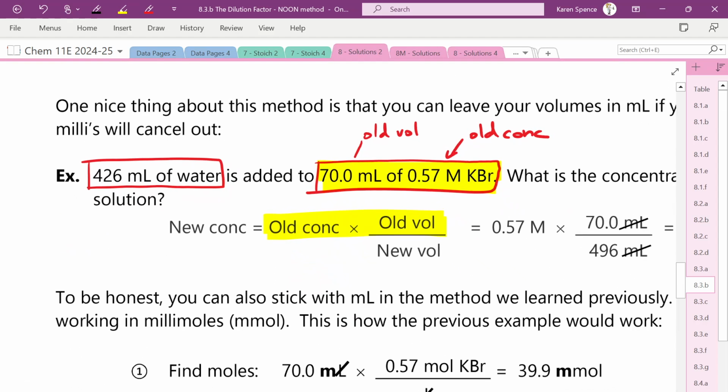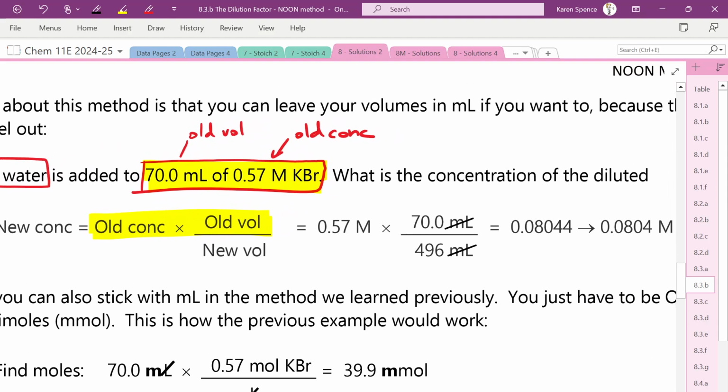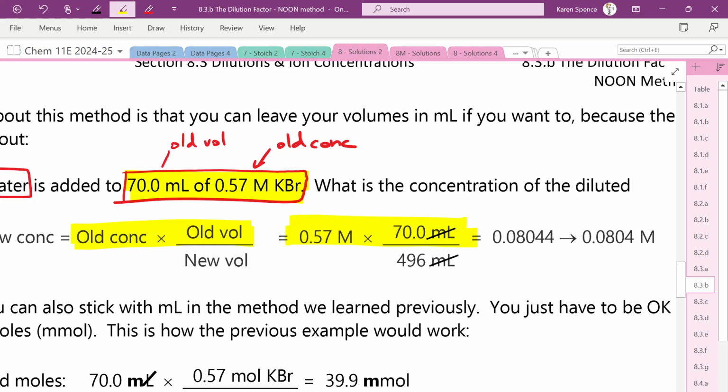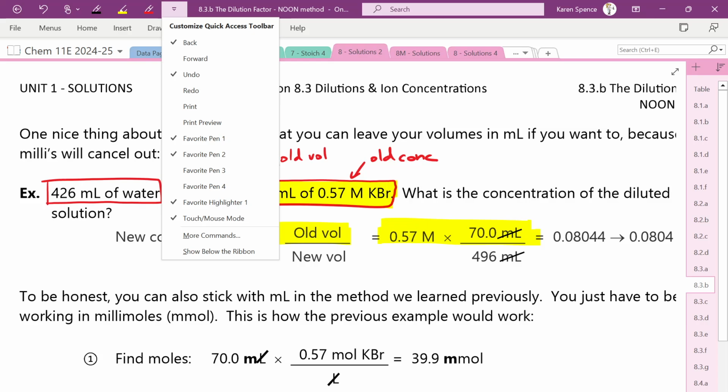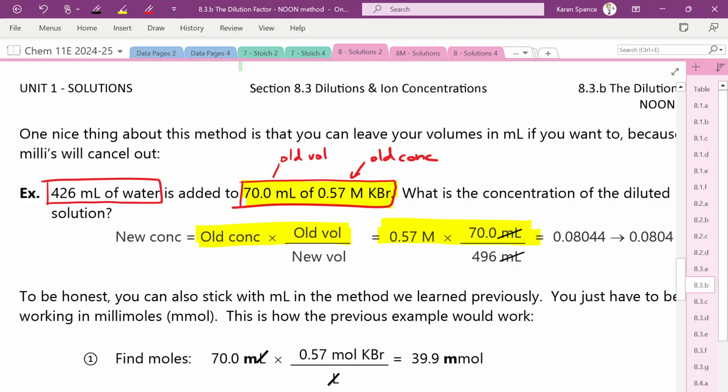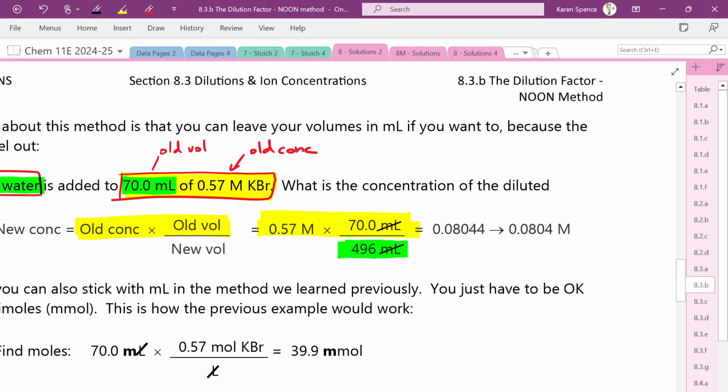So what we do is we stick them in there: old concentration, old volume, over our new volume. And our new volume is not 426. It is 426 plus 70, which gives us 496, because we added the water, so you have to define the total volume there. And we get 0.804. However, I think I've got the sig figs wrong there, so I need to fix this. That needs to be 0.080 molar.